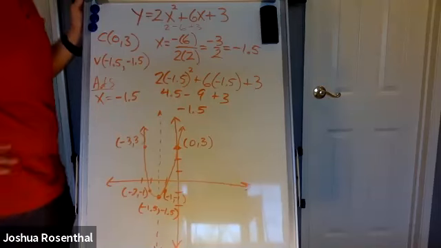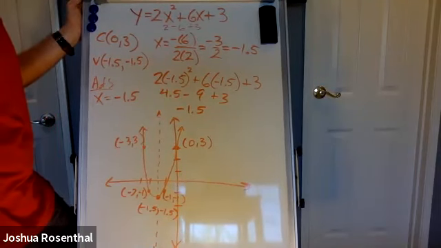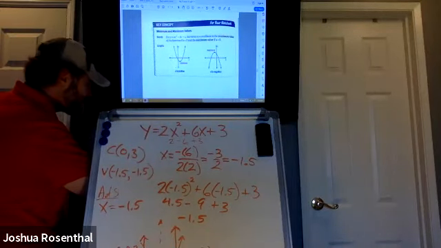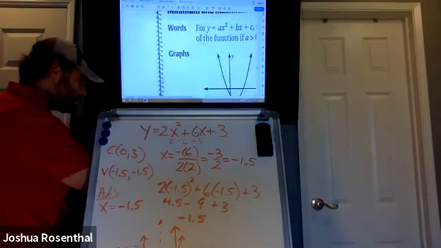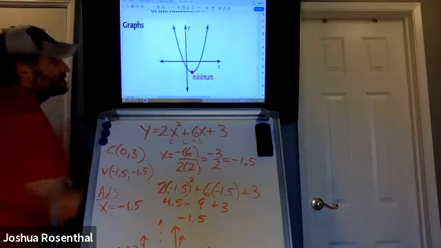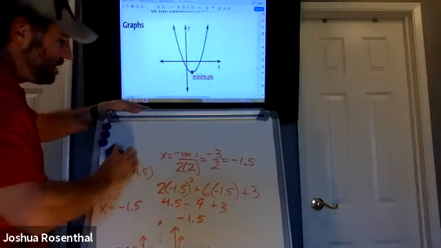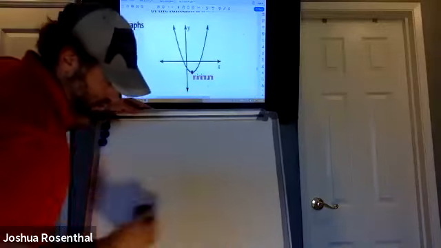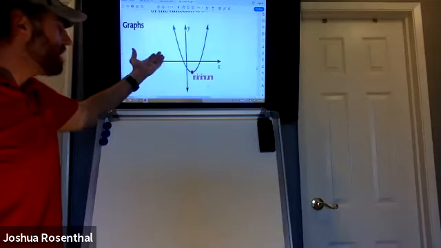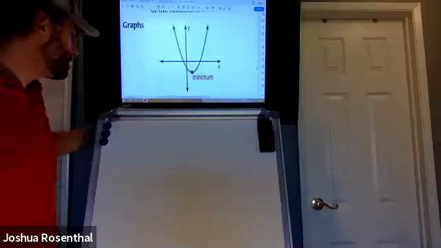The vertex's y-coordinate is the minimum value of the function if it opens up. It's a minimum value. Let me pull this up here. Okay. All right. So now I know what they're saying. Let me zoom in here. If you look at this graph, the a in ax squared plus bx plus c is positive. How do I know? Because the parabola is opening up, so a must be positive. Therefore, your vertex must be a minimum point. That's all that this is saying.